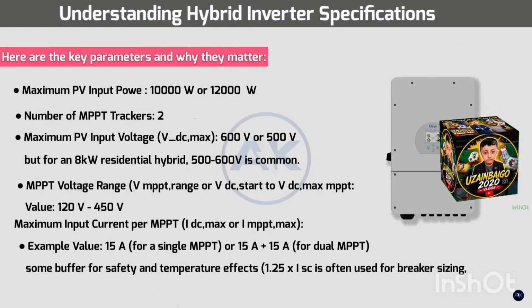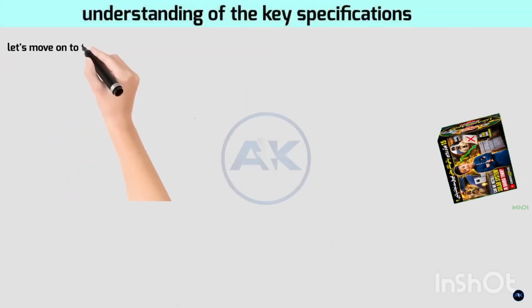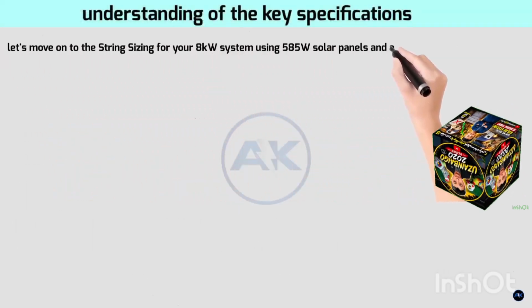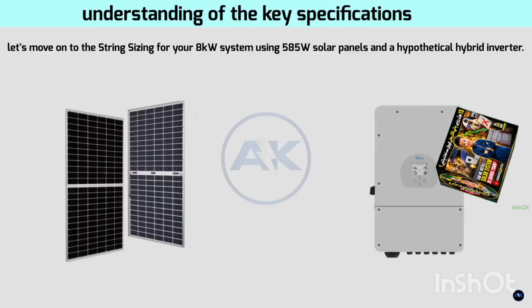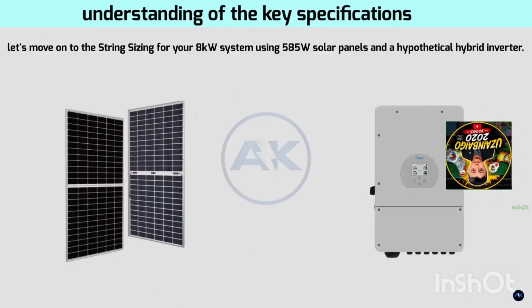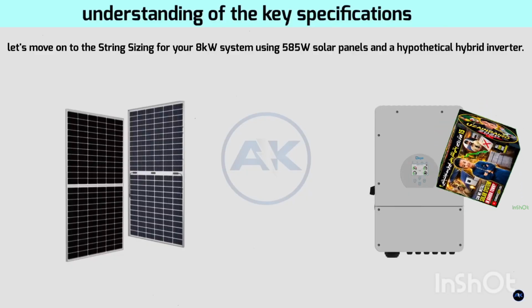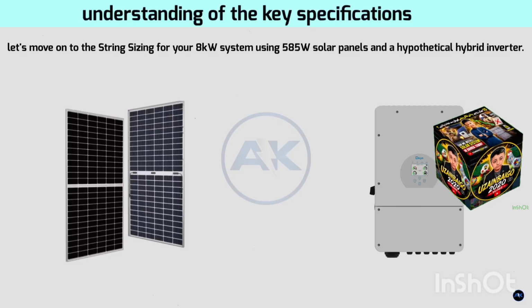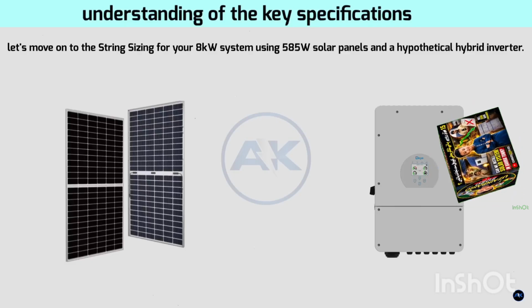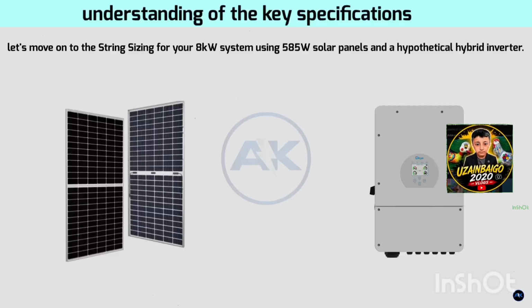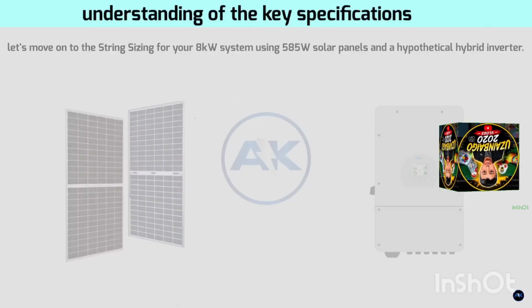Great. With the understanding of the key specifications, let's move on to the string sizing for your 8 kilowatt system using 585 watt solar panels and a hypothetical hybrid inverter. I'll use representative example values that are typical for modern high wattage panels and an 8 kilowatt residential hybrid inverter. You must replace these with the actual values from your chosen panel and inverter datasheets for your specific project.